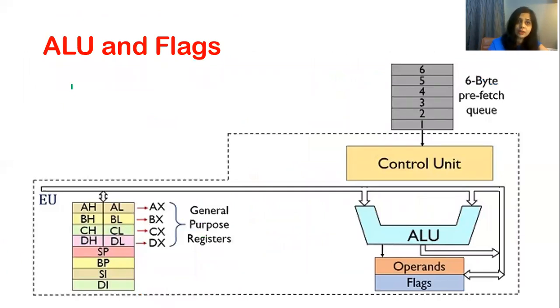Now the arithmetic and logic unit and flags. 8086 has an arithmetic and logical unit which performs arithmetic and logical operations. Arithmetic operations mean addition, subtraction, multiplication, division. This unit performs 16-bit operations. Logical operations mean AND, OR, NOT, XOR, etc.